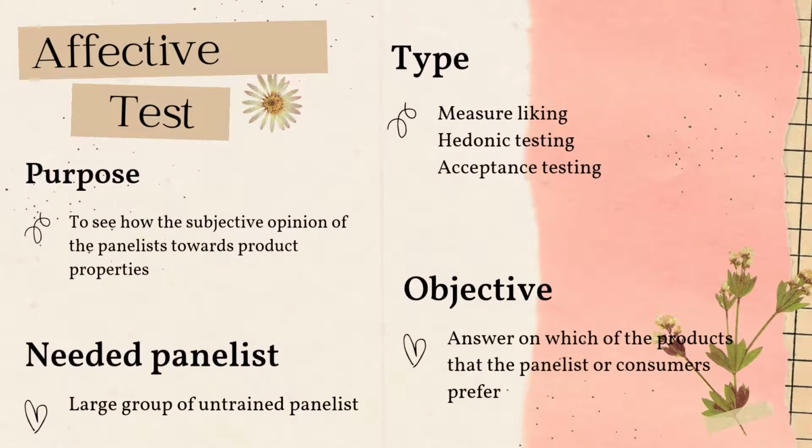The last test is called affective or hedonic test. The purpose of this test is to see the subjective opinion of the panelist towards product's properties. The needed panelist for this test is a large group of untrained panelists. In affective tests, there are three types. It's called measure liking, hedonic testing, and acceptance testing. The objective of this test is to answer on which of the products the panelists or consumers prefer.